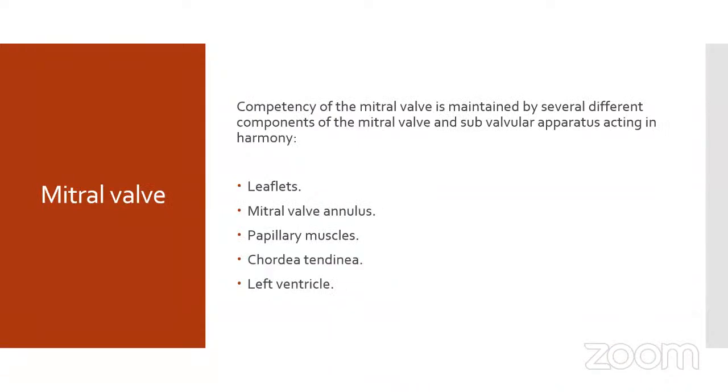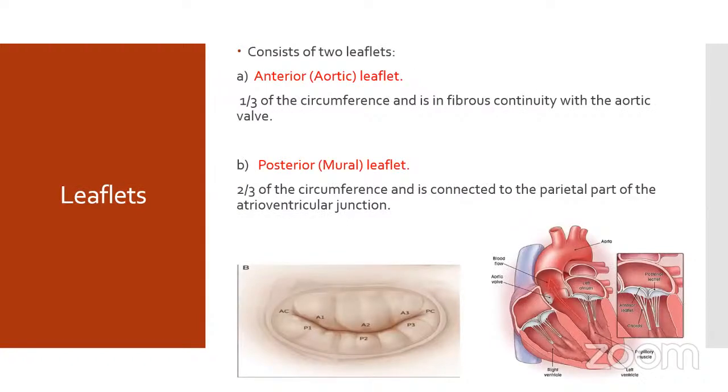The competency of the mitral valve is maintained by several different components acting all together: the leaflets, the mitral valve annulus, the papillary muscles, the chordae tendineae, and the left ventricle. The mitral valve consists of two leaflets with different appearance: the anterior and the posterior leaflet. The anterior and posterior leaflets are further subdivided into scallops, known as A1, A2, A3 in the anterior leaflet, and B1, B2, B3 in the posterior leaflet. The anterior mitral leaflet takes up approximately 2/3 of the cross-sectional area of the mitral valve orifice, and the posterior leaflet takes up 1/3.